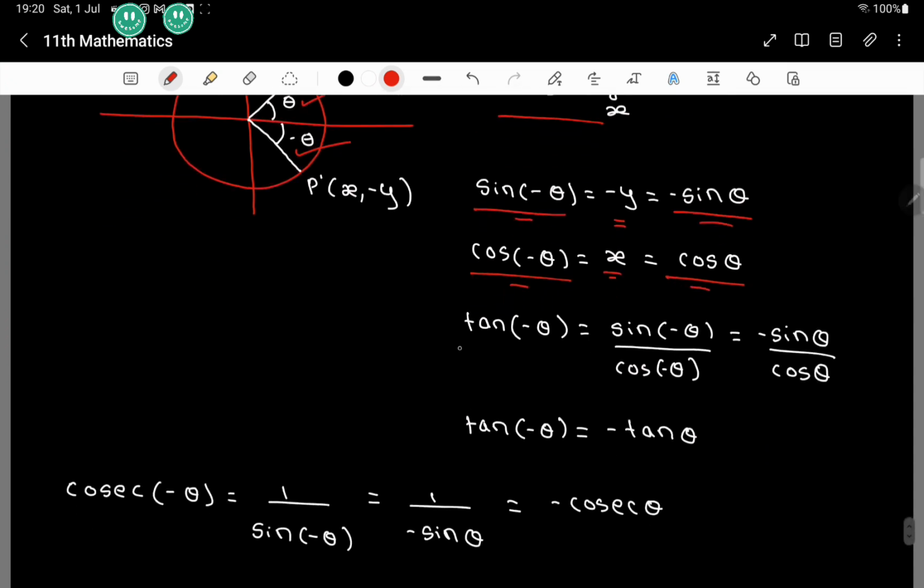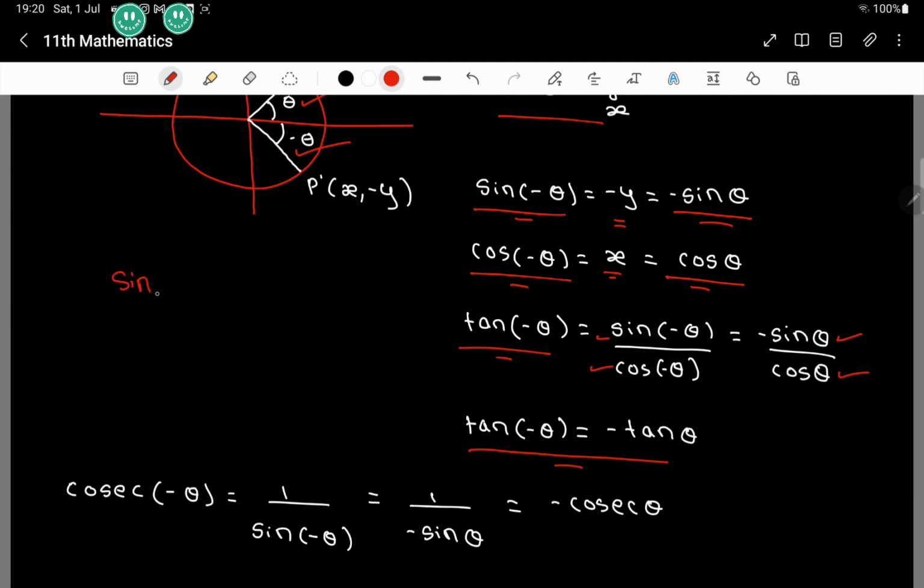Okay, now tan of minus theta. Tan of minus theta is sine of minus theta upon cos of minus theta. Sine of minus theta is minus sine theta. Cos of minus theta is cos theta. So sine theta upon cos theta is nothing but tan. Therefore, tan of minus theta is minus tan theta.